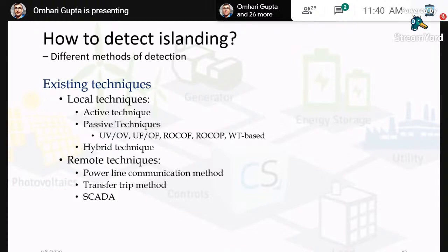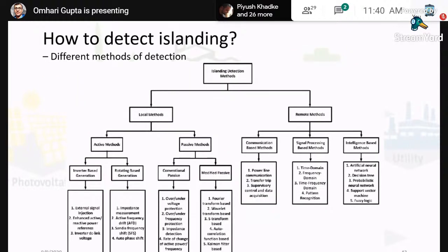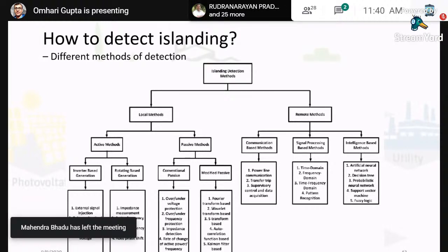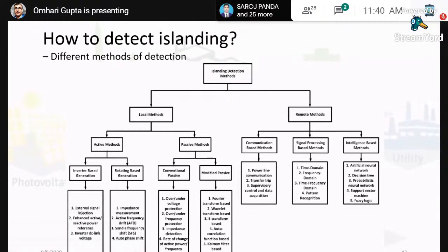And then remote techniques, as we saw, there are three types of remote techniques. Okay, here is the classification in a broader way. Local and remote methods are there. Local can be active, passive, as well as hybrid, which is not shown here. And then inverter based generation, you will have separate active techniques. Rotating based generation, you will have separate techniques. Similarly, passive can also be classified as conventional as well as modified passive. These are the techniques, we may also call them modern techniques.